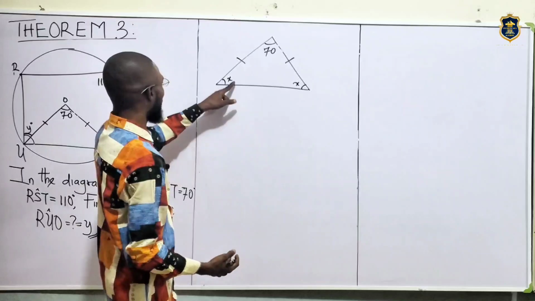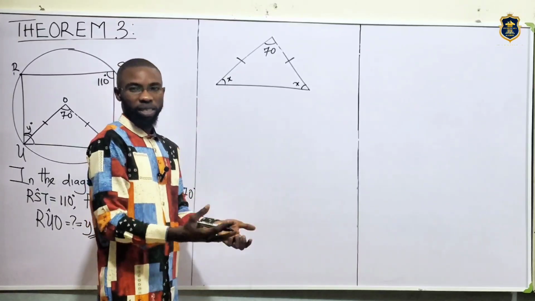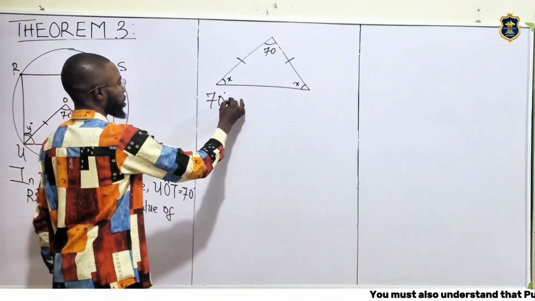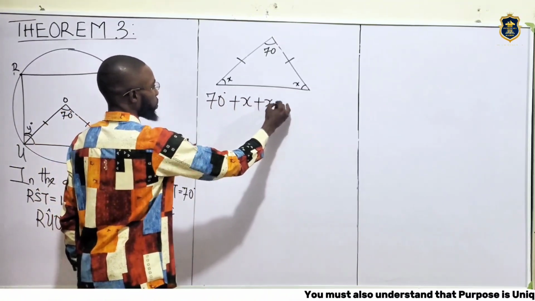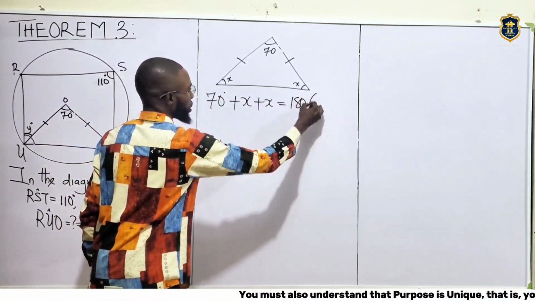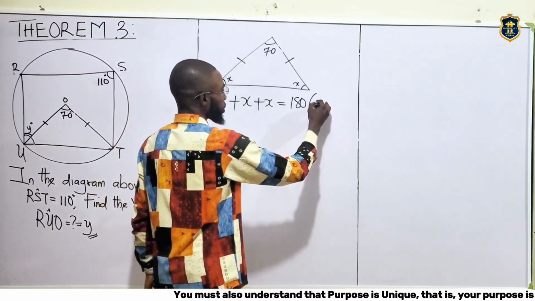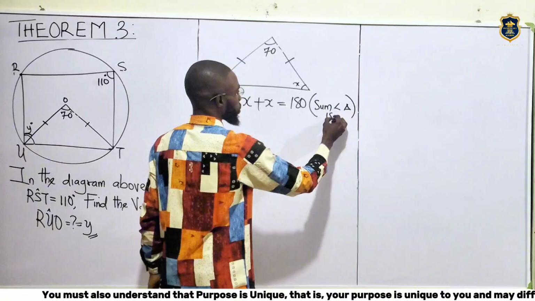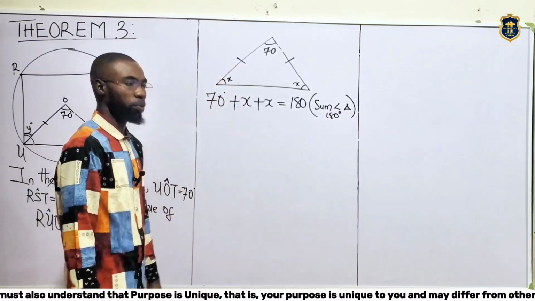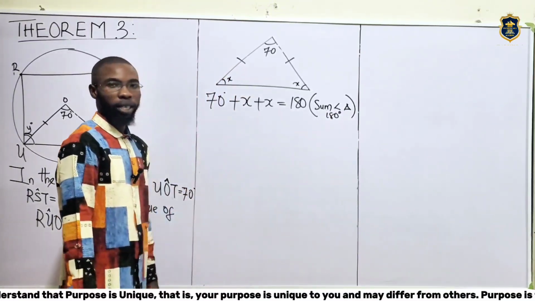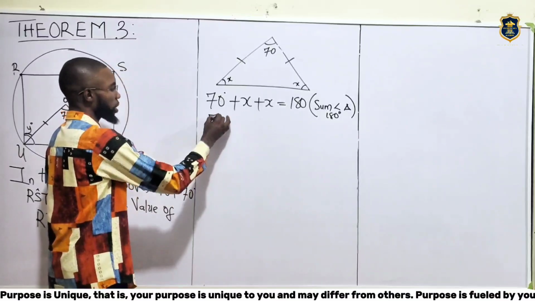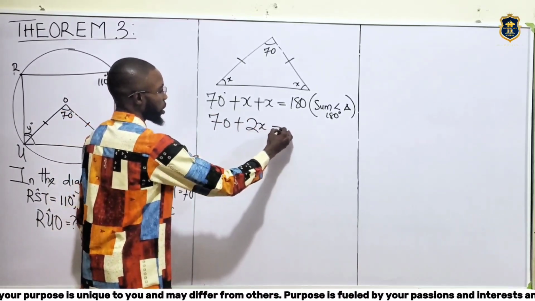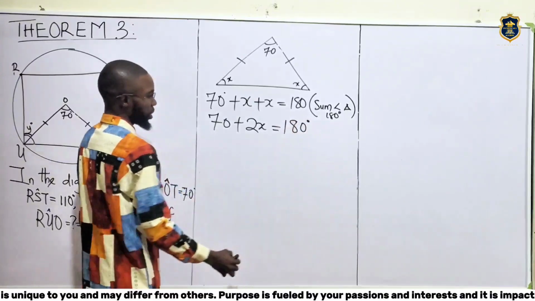So in order to get the angle of X, we add up all the angles to get 180, right? So it becomes 70 degrees plus X degrees equal to 180. And the reason for that is the sum of angles in a triangle give us 180 degrees. That's the reason why we're getting 180 degrees. So from this it becomes 70 plus X, that's 2X, equal to 180 degrees, right?